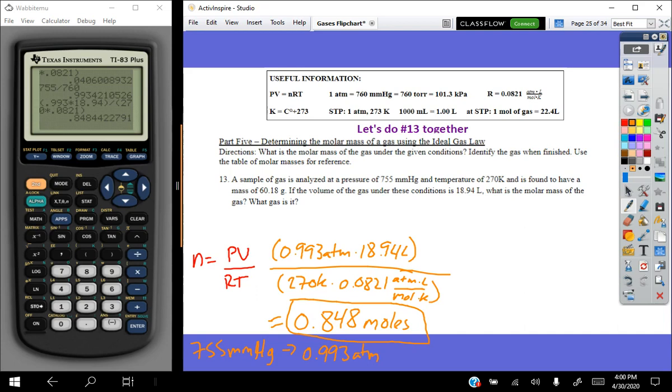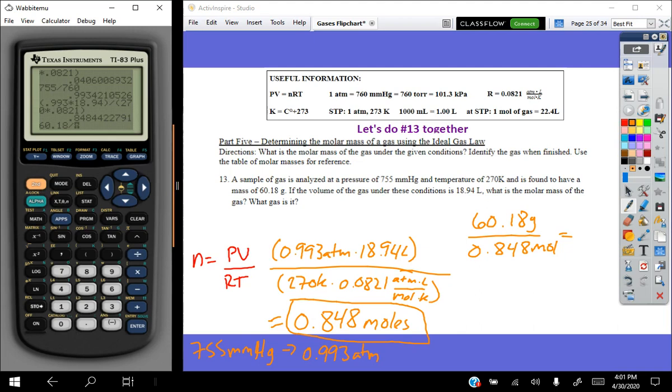But that's only part of my answer. I need to figure out the molar mass. Remember what I said before, molar mass has units of grams per mole, or grams divided by moles. So we're going to take the grams they gave us in this problem, 60.18 grams, and divide it by what we just got, 0.848 moles. And when we do that, we're going to get the molar mass of our gas.